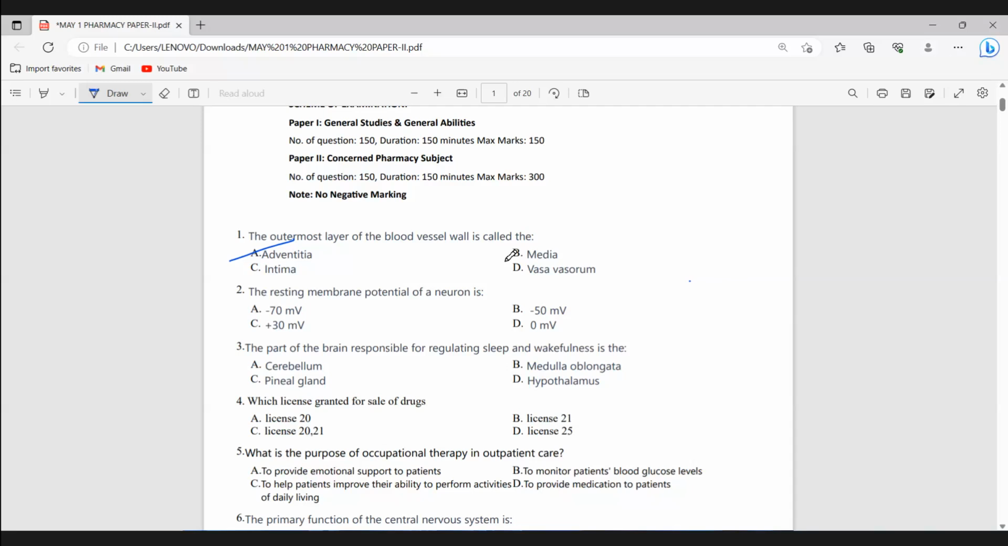Note down the second point. It contains a single layer of endothelial cells. And it acts as a barrier between blood and the surrounding tissues.